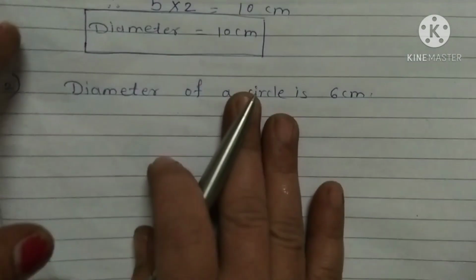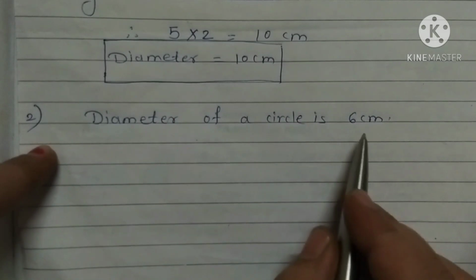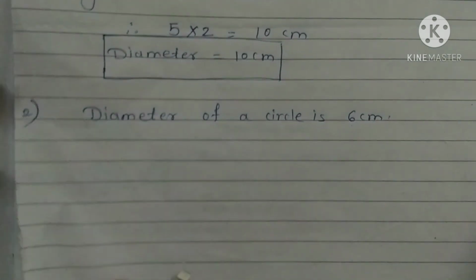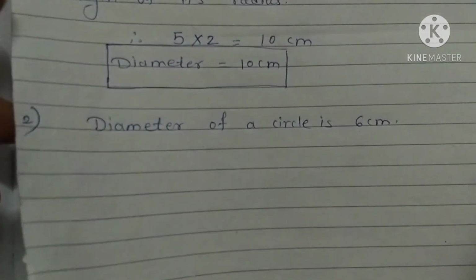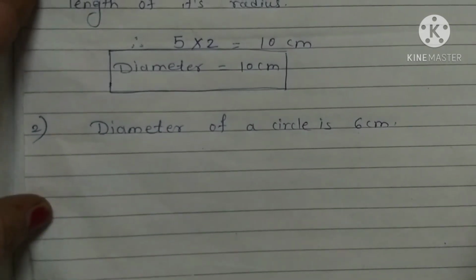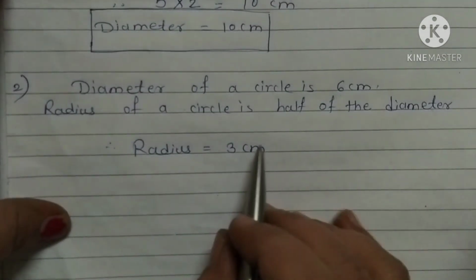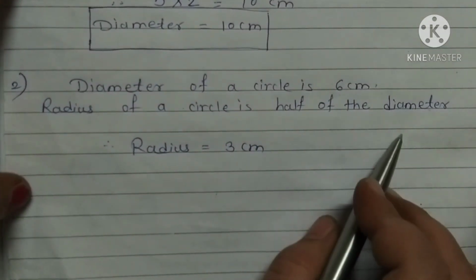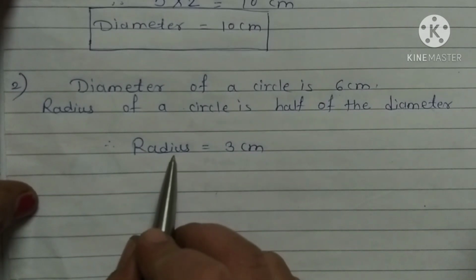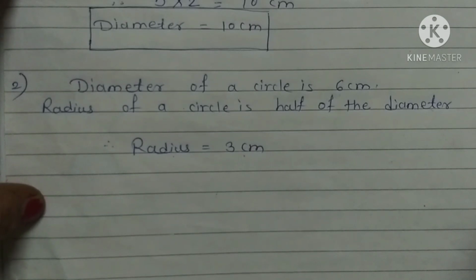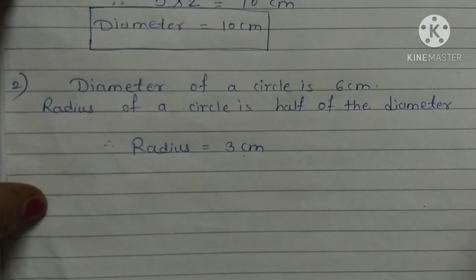So same thing we have to use here. Diameter is 6 centimeter. There half means how much? 3 centimeter. But one sentence we have to write, that is radius of a circle is half of the diameter. So the radius of a circle is half of the diameter. Therefore, radius is equal to 3 centimeter. Understood? Now let's see the next question.